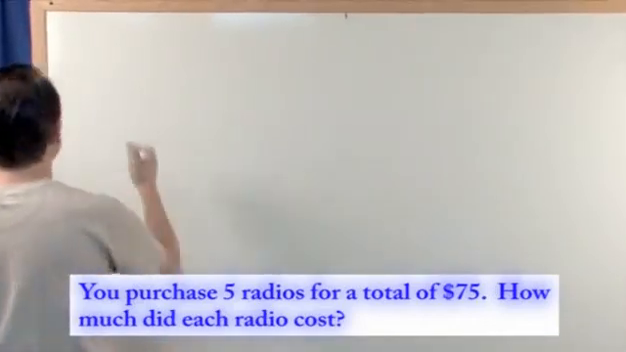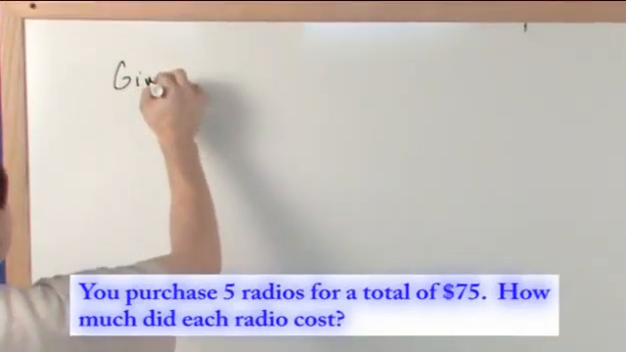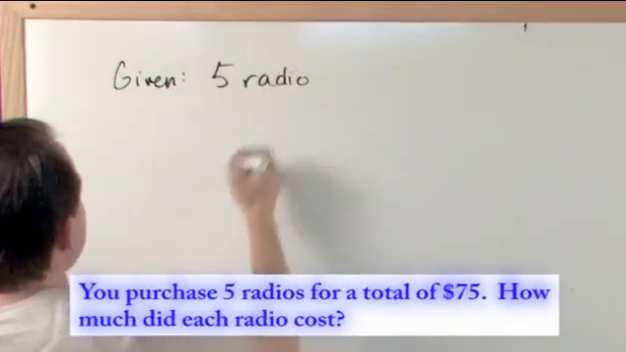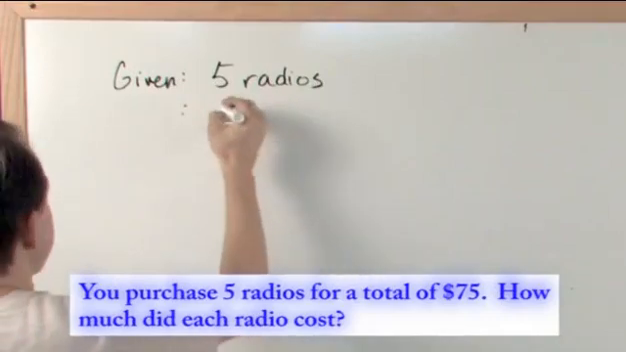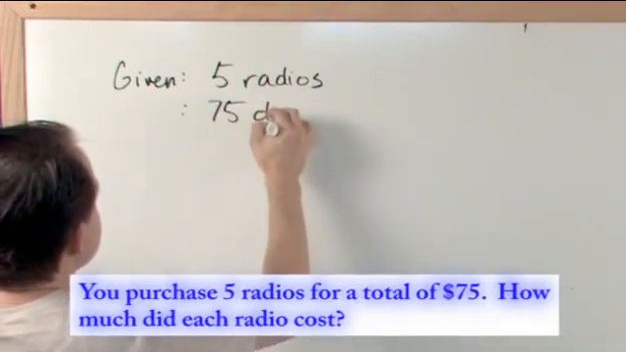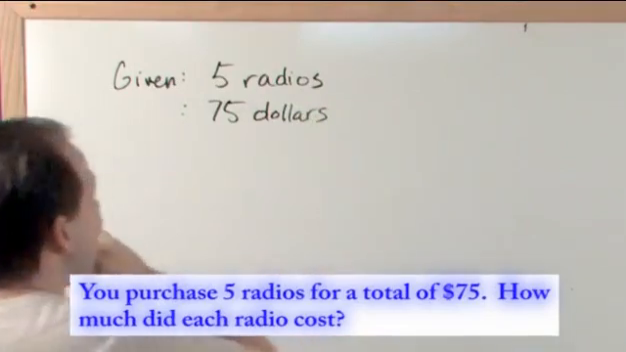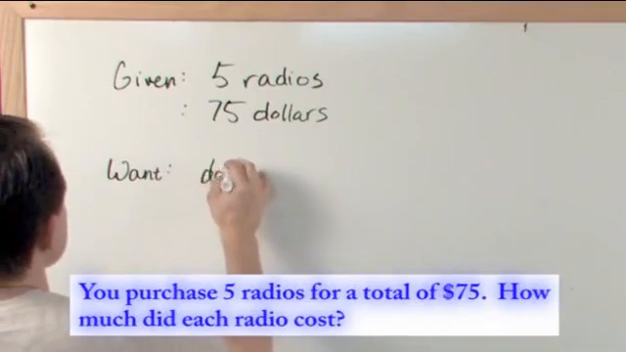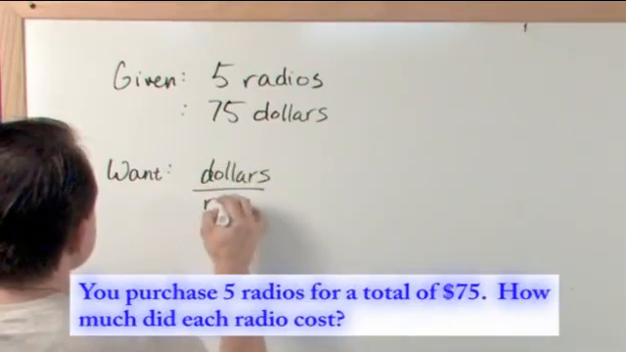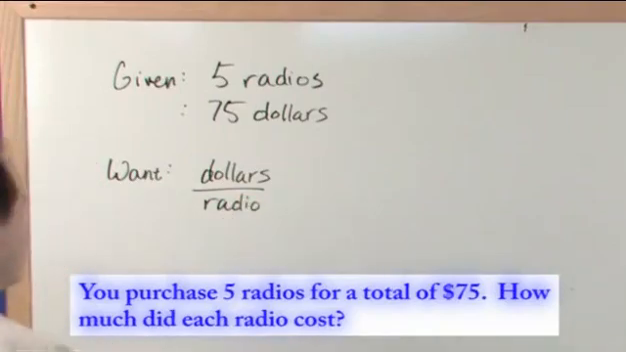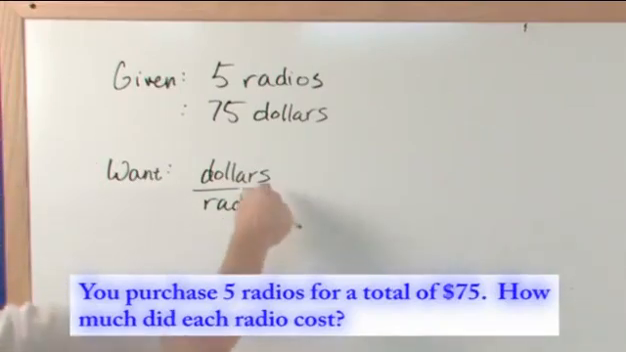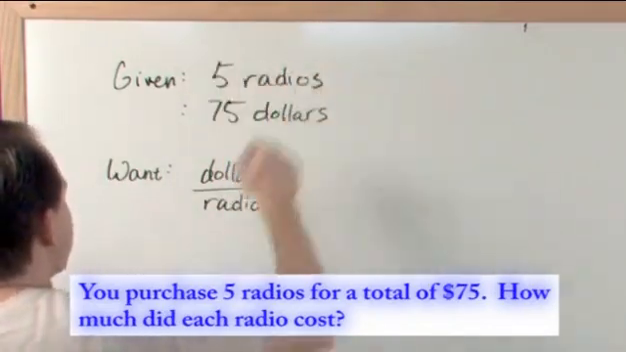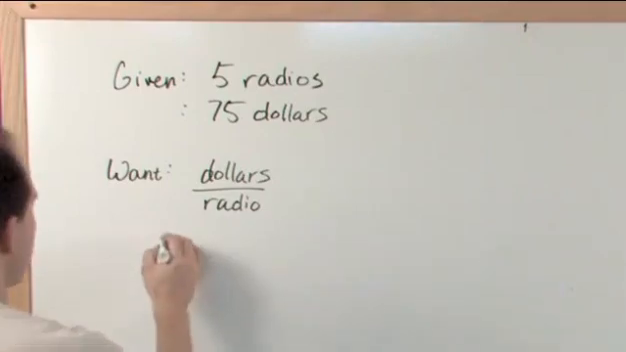okay? So if I'm given 5 radios, and I'm also given that the total cost is $75, and I want to find the number of dollars per radio, because this is how much each radio costs, number of dollars per radio, okay? So when I write it by dollars per radio, all I need to do is put the number of dollars on the top divided by the number of radios on the bottom, and that gives me exactly what I want.